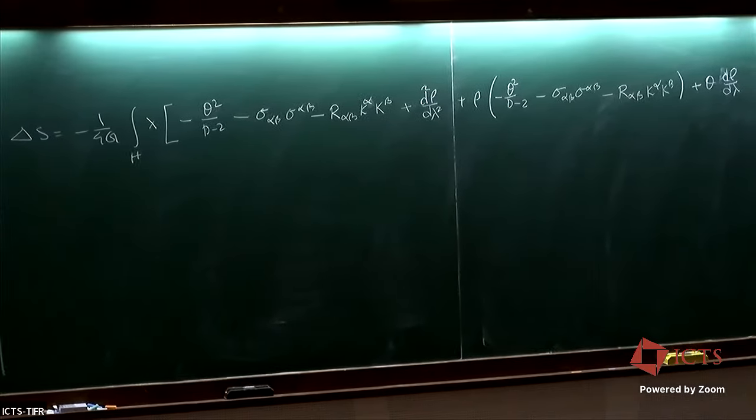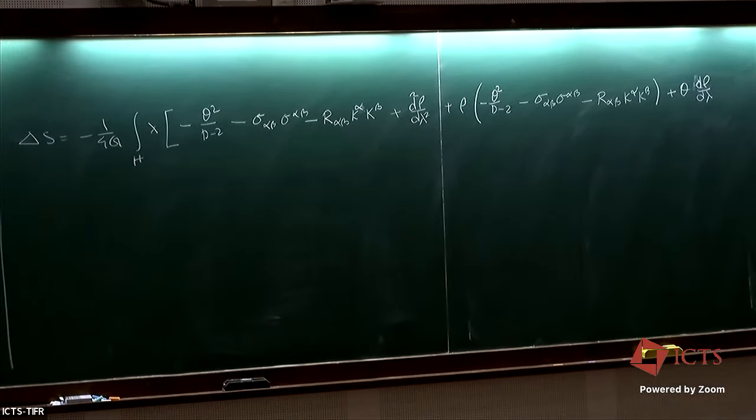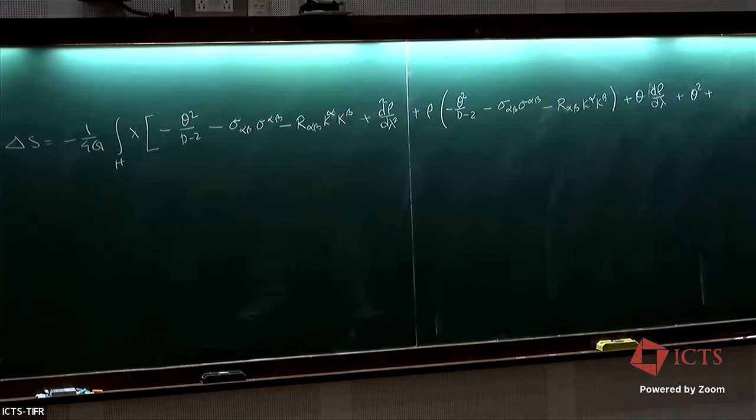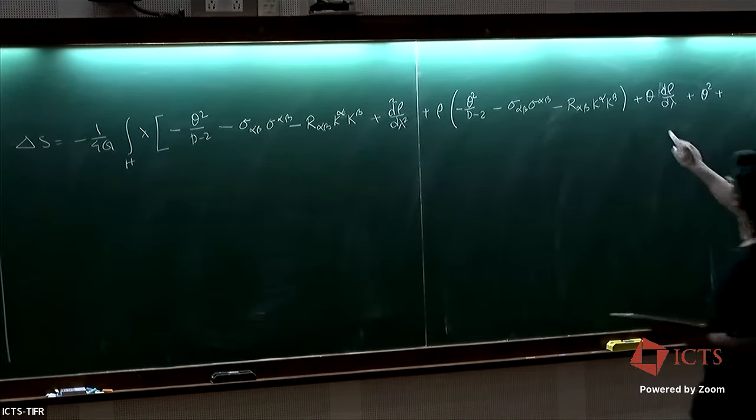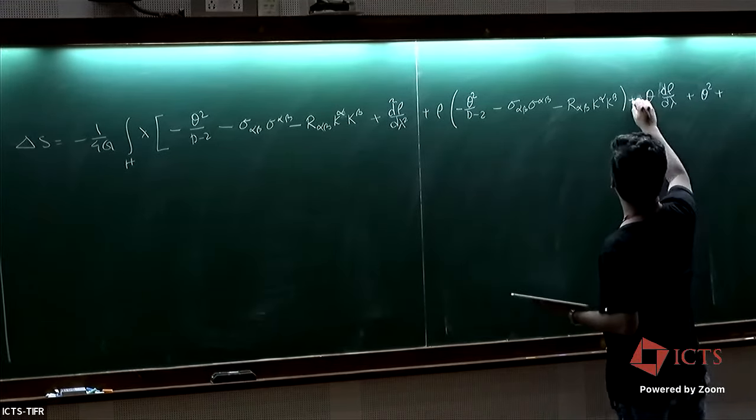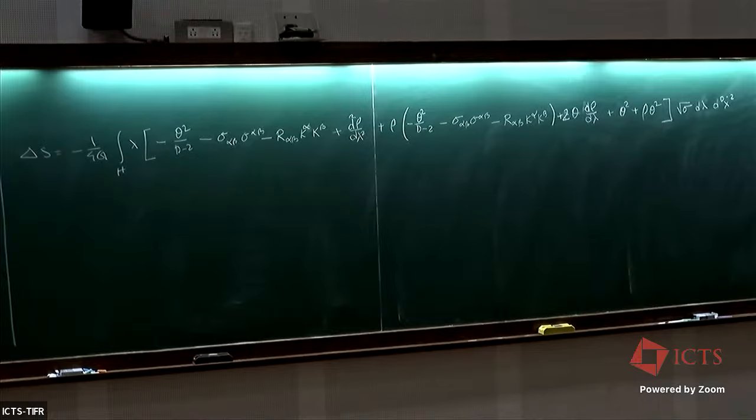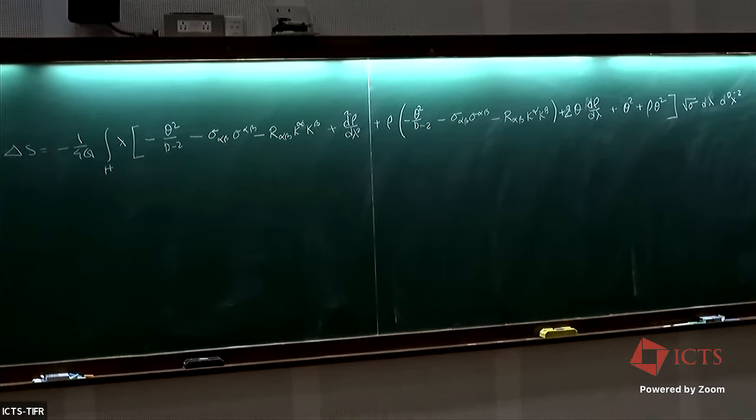And then I have the last term, plus theta square, plus theta d rho d lambda. So I'll put a factor of 2 here, plus 2 theta square, and then I have rho theta square. And the entire thing times square root of sigma d lambda. Okay, a small expression. Agreed? More assumption.